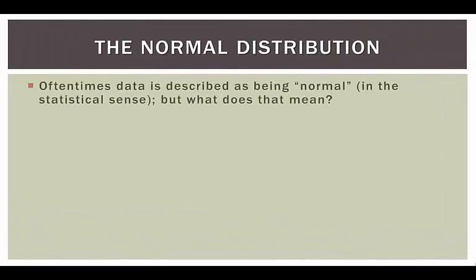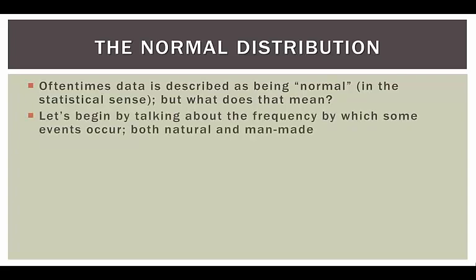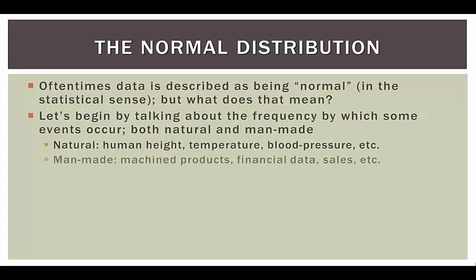So what about the normal distribution? Oftentimes data is described as being normal in the statistical sense, but what does that mean? So let's talk about the frequency by which some events occur, both natural and man-made. Some natural things: the height of an adult human, the temperature outside, a person's blood pressure, etc. Those are events that occur in nature that tend to follow a normal distribution. Or man-made, machined products, maybe in quality control situations, financial data, sales data, and things like that in business.